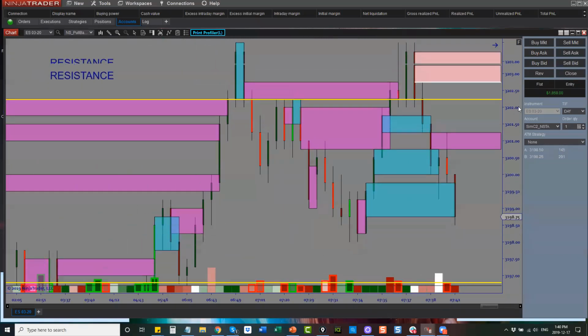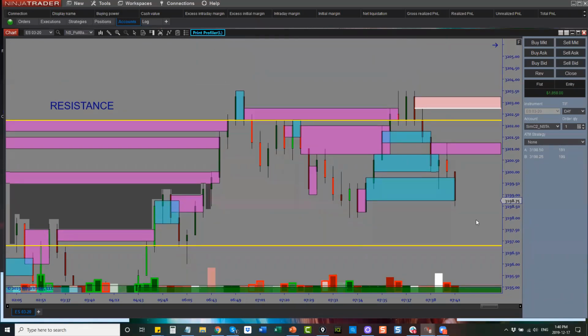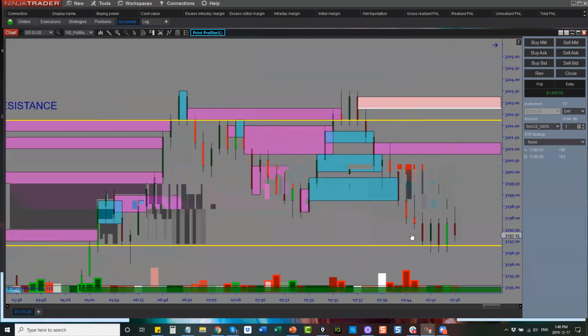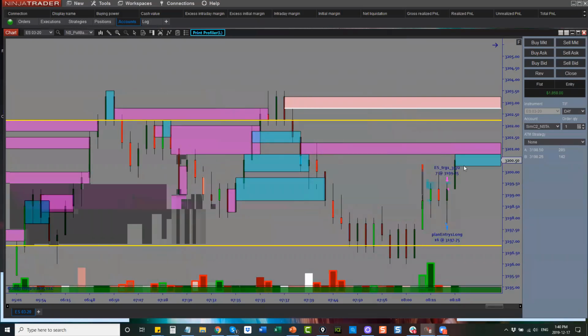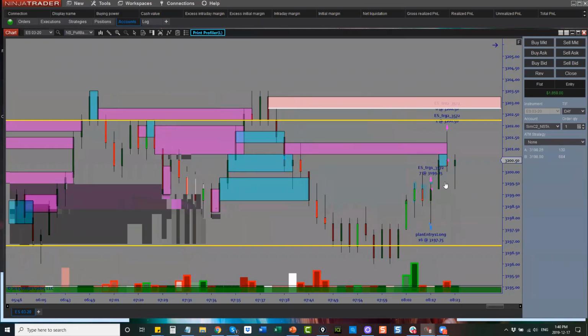Remember, we're at the top of the range, going into the middle. Price comes back down. Price comes back down. Do we really want to be buying demand at the top? No, it's going to blow right through.